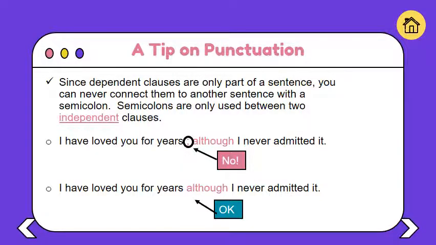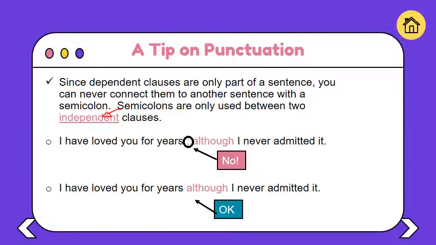Okay, now it's time to see how to punctuate complex sentences. Since dependent clauses are only part of a sentence, you can never connect them to another sentence with a semicolon. So the first rule is that you can't use semicolons in complex sentences. Don't use semicolons, okay? Semicolons are only used between two independent clauses. But in case you have a dependent clause and an independent clause, you cannot use a semicolon between them.